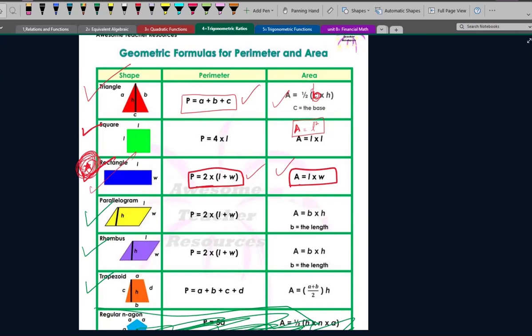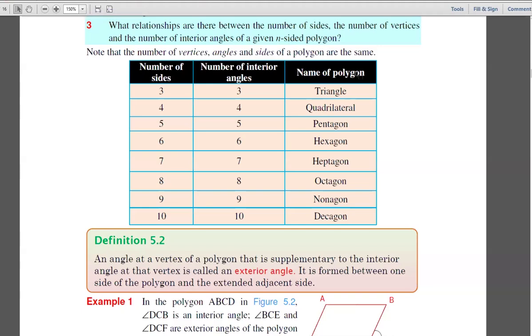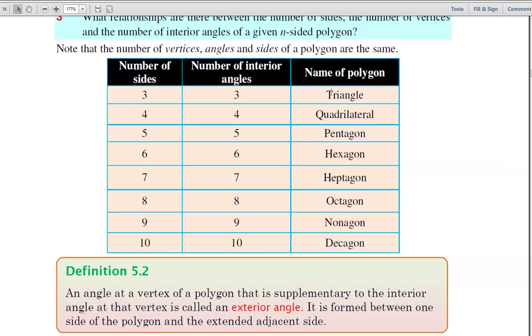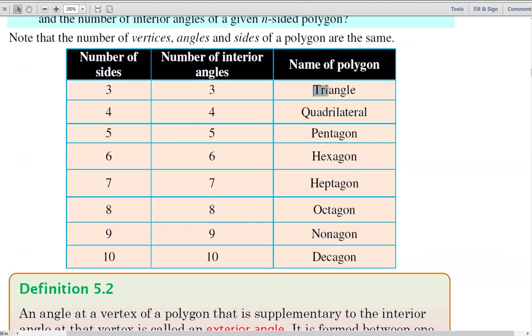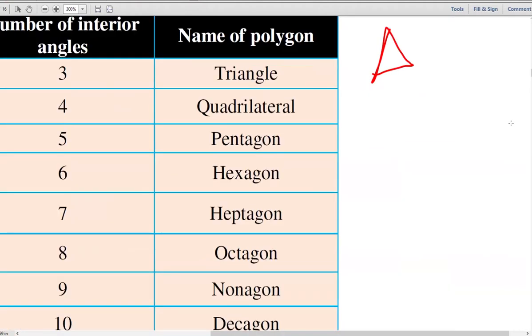Okay, so now we're gonna have some lighter questions here. Just remember these few names. Tri means 3. So if you have any shape that has 3 sides, we are gonna call it triangle. And if you have a diagram that has 4 sides, we are gonna call it quadrilateral. Quad means 4 sides, just like a square and a rectangle.